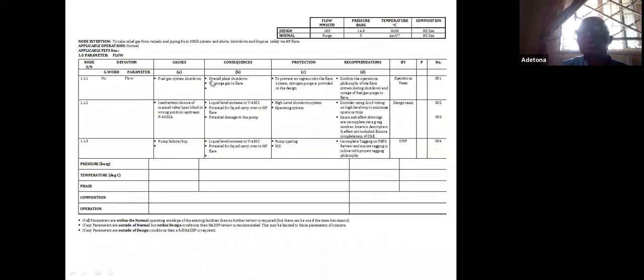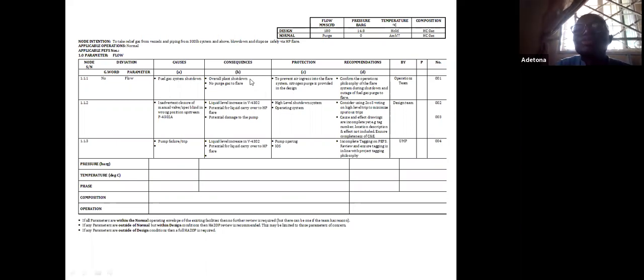Now, this is a typical worksheet that we talk about. And then you can see we start with the guide word, no, and then we look at the parameter, flow. This is the deviation, no flow. What will cause no flow? One of the things is a fuel gas system shutdown. Okay, if it's shut down, what are the consequences? You have overall plant shutdown. You have no purge gas to the flare. Then what are the protections? When we are capturing these consequences, you assume no protection. So you just put it down as it is.